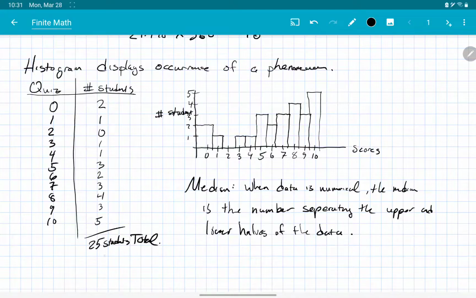So in this instance, we have 25 students total. Odd numbers are great for finding medians because the 13th score will be the one that separates the bottom 12 from the upper 12 in the class. So the median here is going to be the 13th largest score. So I can count that. 1, 2, 3, 4, 5, 6, 7, 8, 9, 10, 11, 12, 13. So 7 here is the median for this data set. 7 is the median.